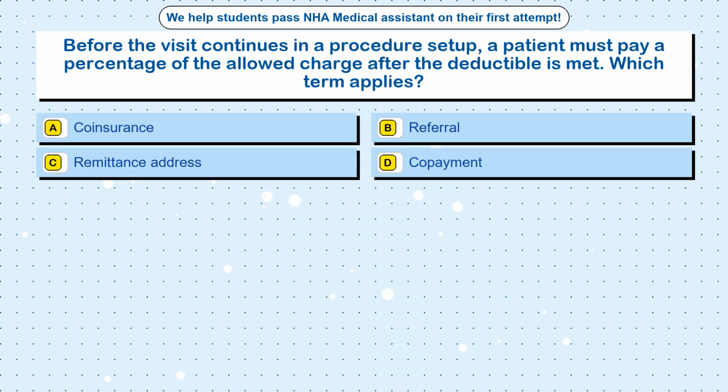Question 58. Before the visit continues in a procedure setup, a patient must pay a percentage of the allowed charge after the deductible is met. Which term applies? Option A, coinsurance.